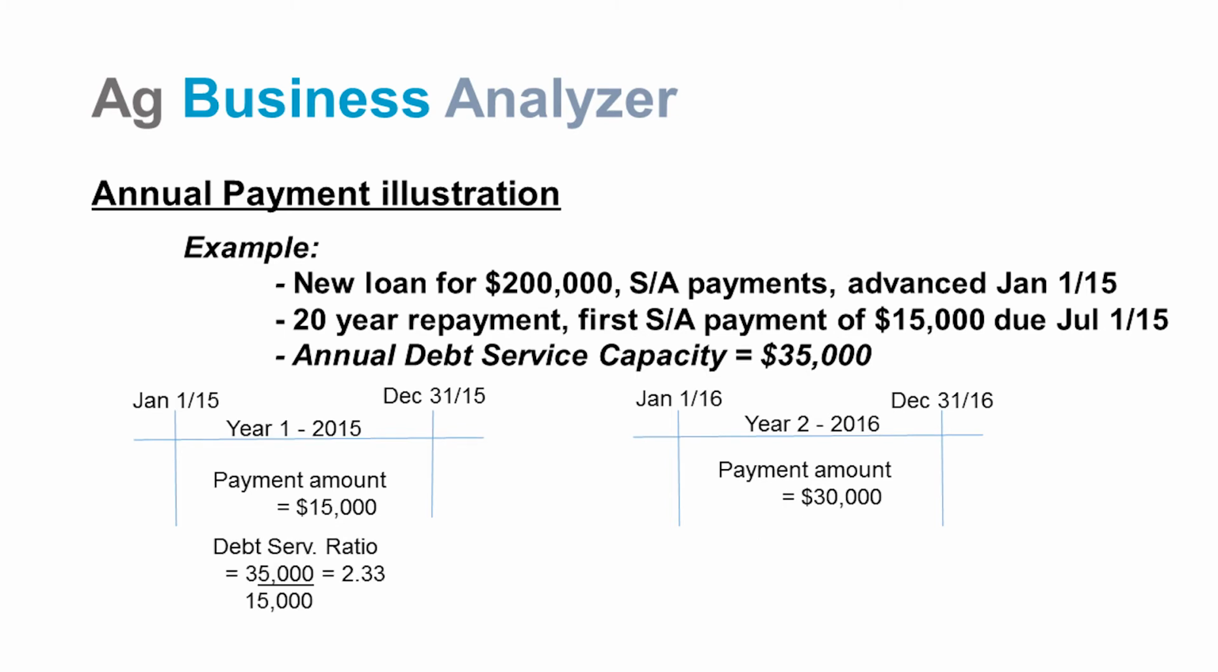So you'll see in 2015, with payments of just $15,000, the debt service ratio is 2.33. That's the debt service capacity, which is $35,000 divided by the payments. But in year number 2, when the full payments of $30,000 come in, the debt service ratio drops to 1.17, which again is the debt service capacity of $35,000 divided by the payments of $30,000. So in this situation, you would want to show the numbers for year 2 because they are most representative of what the situation actually is.